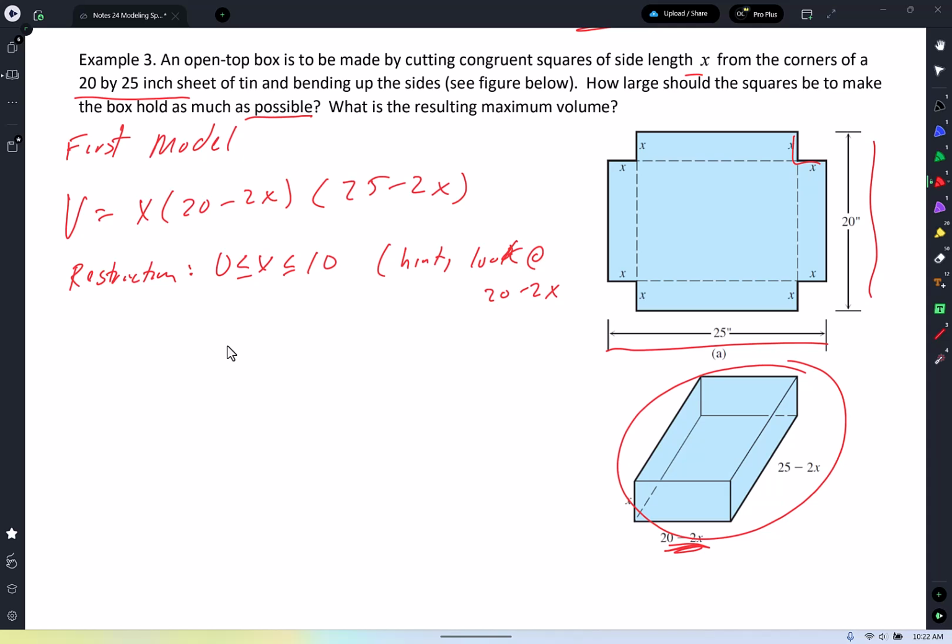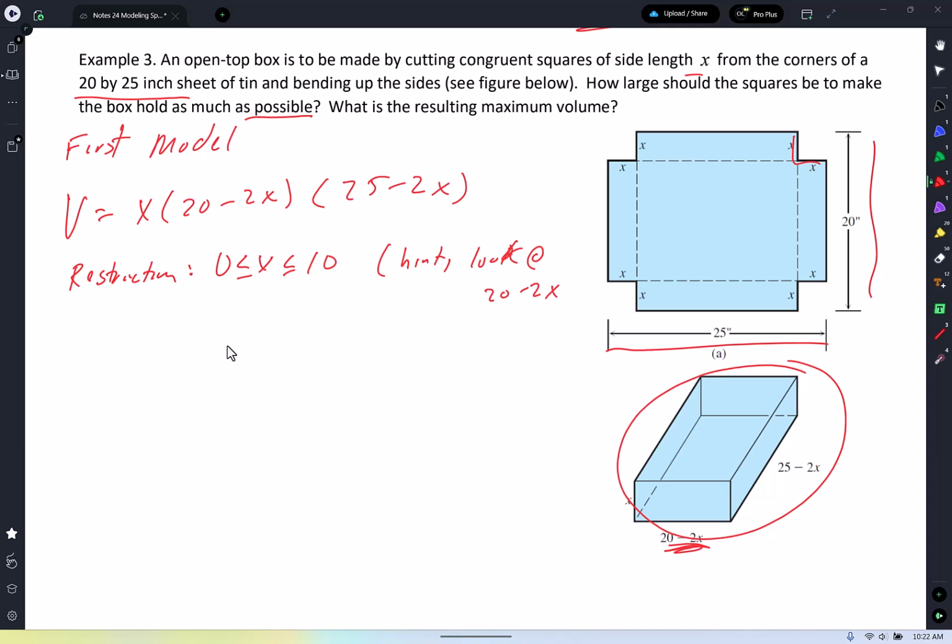There it is, guys. Why is the restriction between 0 and 10? Because of the 20 minus 2x. 10 times 2 is 20. 20 minus 20 is 0. Do you guys see that? You can't have negative volume. We're talking about positive volume. Cool or not cool?